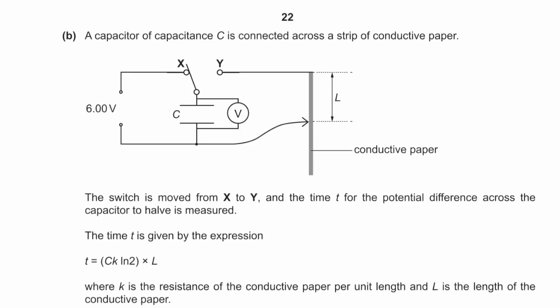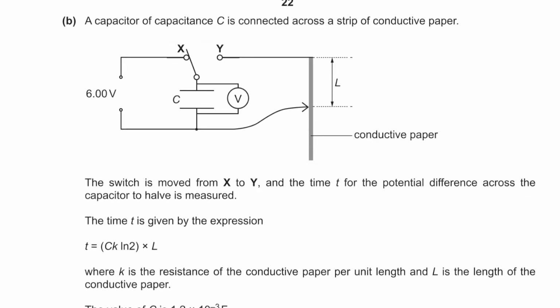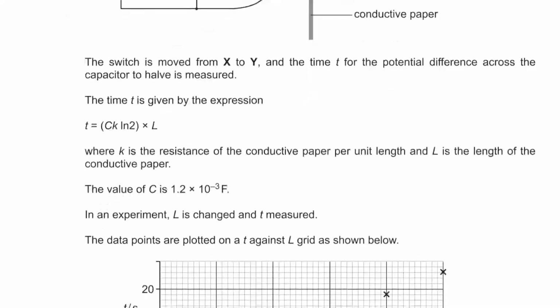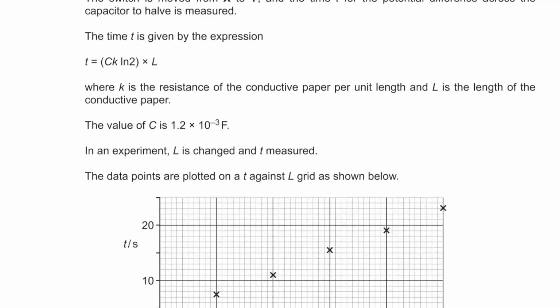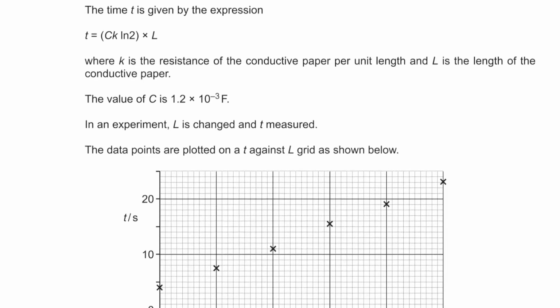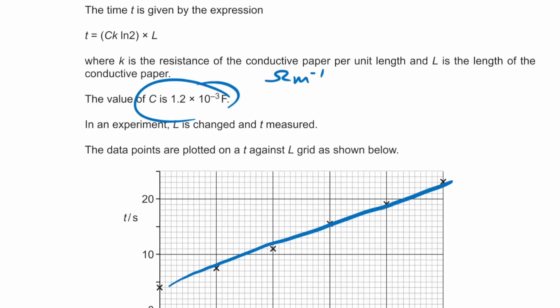Okay, conductive paper. The switch is moved from X to Y. The potential difference across the capacitor to half is measured. There we go. So we have K as the resistance of the conductive paper per unit length. Okay, so this is ohms per meter. Fine. The value of C is that. Okay, so we have a straight line. We're going to have to find the gradient of that.